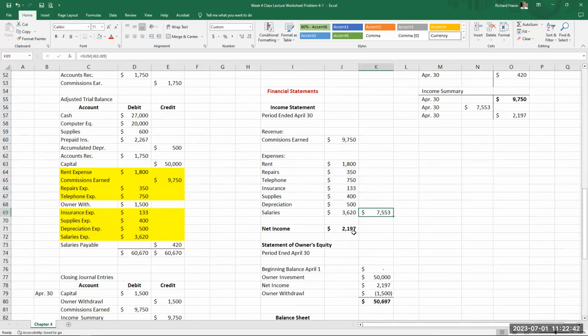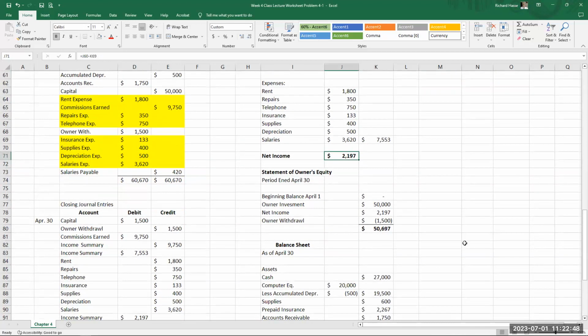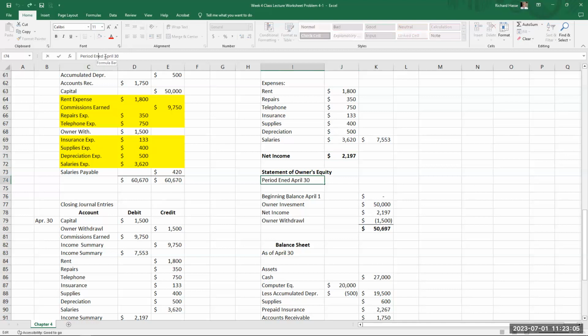So in other words, this company made $2,197 in profits. That $2,197 is now part of the statement of owner's equity. How much did the owner of this business have in the business? Remember, there's no beginning balance. Matter of fact, let's change that spelling there, Professor Hasse. There we go. There's no beginning balance.